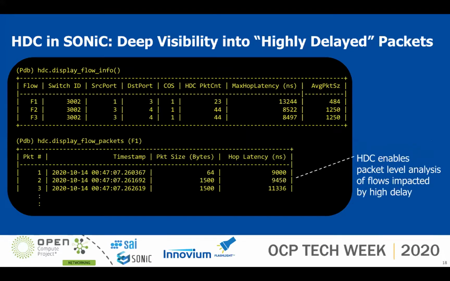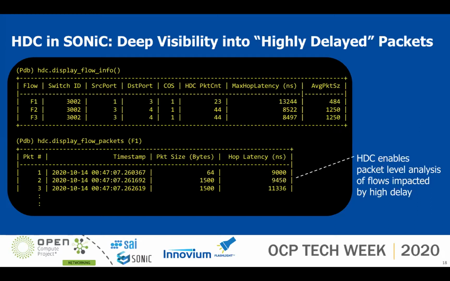The collector has actually more detailed information about the packets in each flow. Let's look at the detailed information available at the collector for flow F1. The first packet that experienced high delay was a 64-byte packet which observed a hop latency of 9 microseconds. The second packet that experienced high delay was a 1500-byte packet that was delayed by 9.5 microseconds. The third packet that experienced high delay was also a 1500-byte packet that was delayed by 11 microseconds.